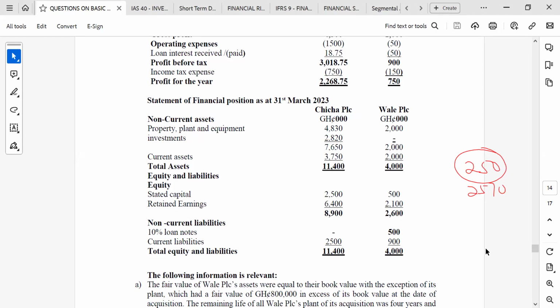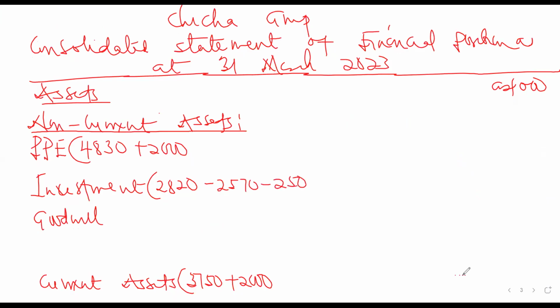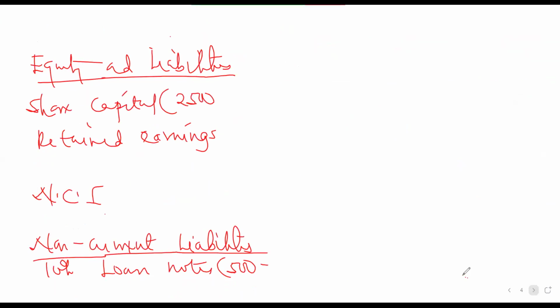So you go and cancel this transaction, and we come back to see if there's any loan note received or loan note paid. So we cancel that. You come to the 10% loan note. You also cancel this, because the parent is saying that he or she is having an investment in the subsidiary, and the subsidiary is also saying that he or she is owing the parent. There cannot be any owings like this within the group. You can't be investing in the loan note of your own company. You are paying the loan note holders back. So we are going to remove that.